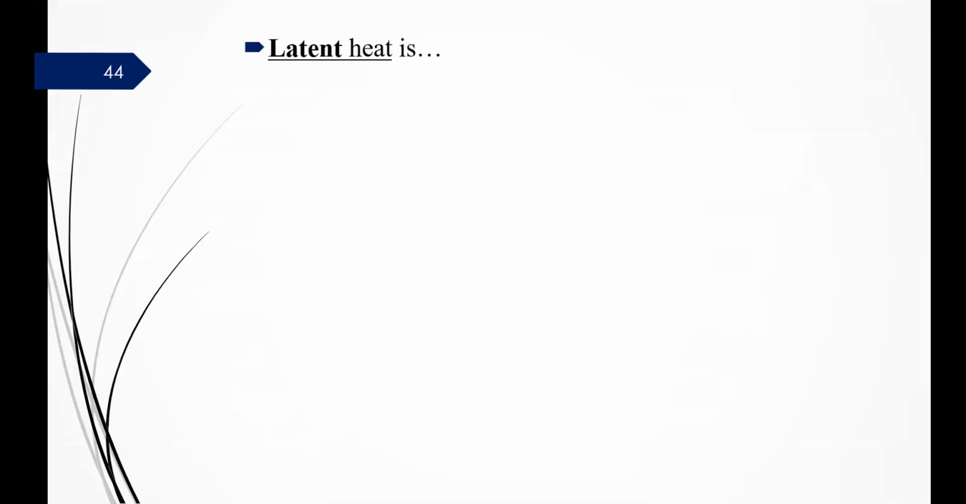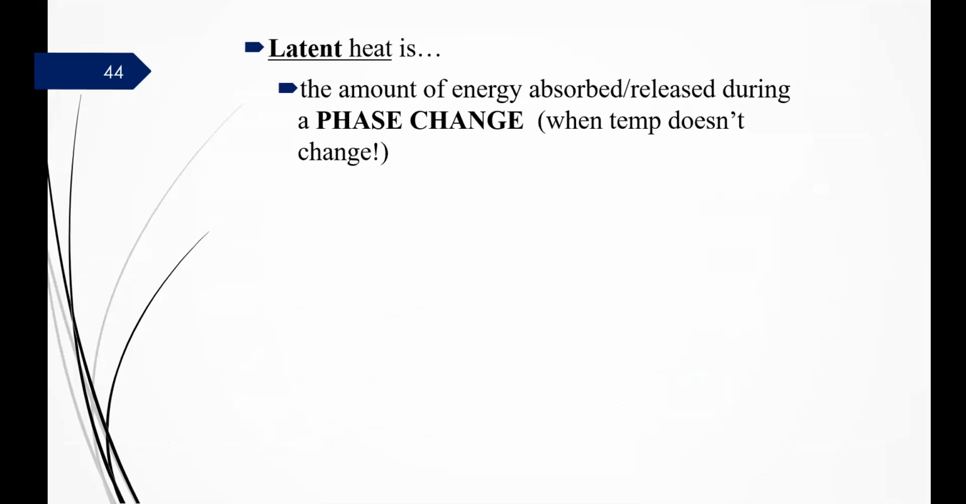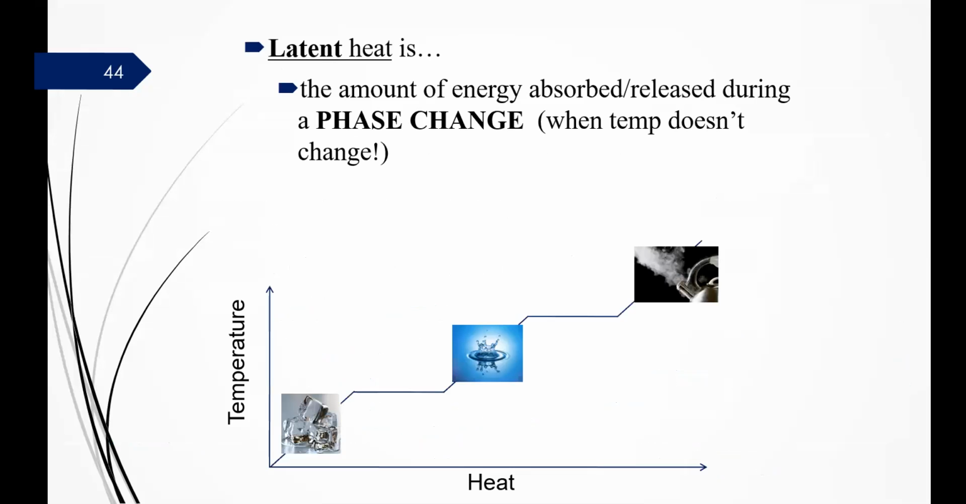All right. The last thing that we're going to talk about is latent heat. Latent heat is the amount of energy absorbed or released during a phase change. What we've been doing so far is that all of our calorimetry occurs in one state, so it's only been in water. But we haven't been talking about what happens when you take ice and turn it into steam, when it goes through a phase change.